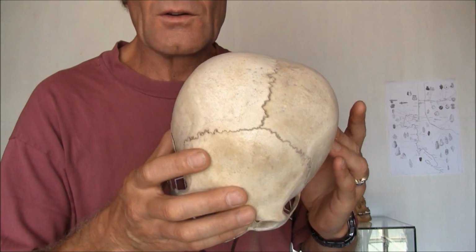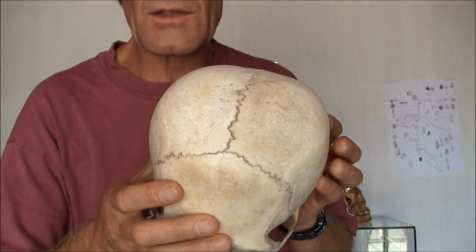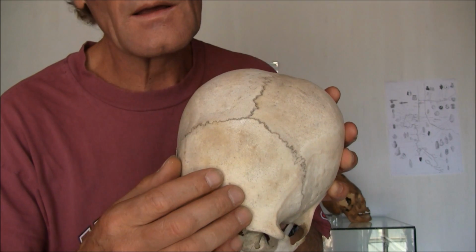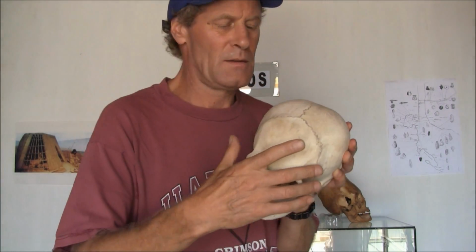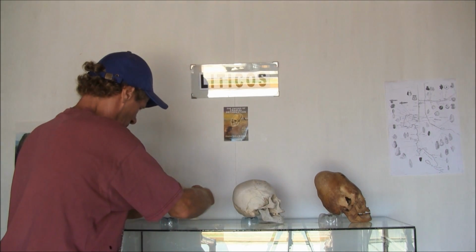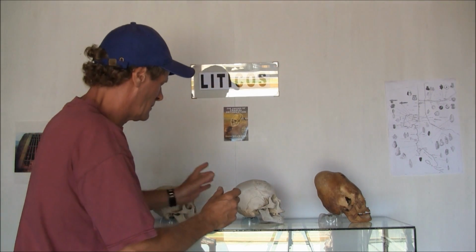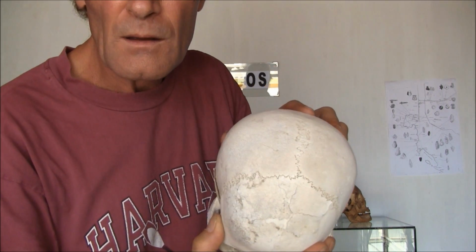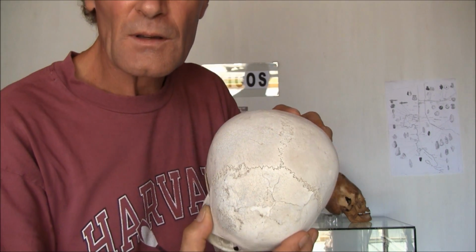Now, another clue here is you see 3 cranial plates, which is normal. Your skull has that. The frontal, and then the 2 parietal plates. Now, the Inca one has that as well. It's a normal feature in a human being.